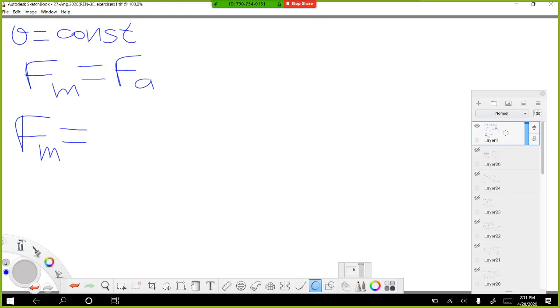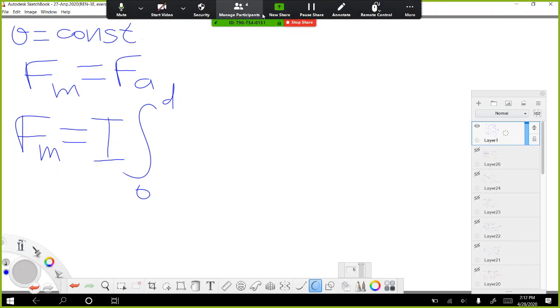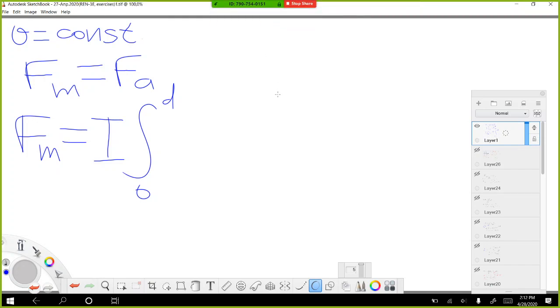From Ampere's law of force, Fm equals I multiplied by the integral from 0 up to d, where d is the length of our bar, of dr, as we denoted it, cross magnetic field B. Okay, these both are vectors.